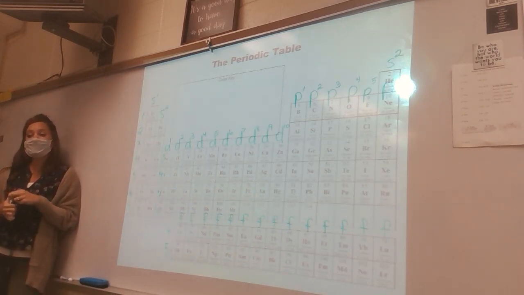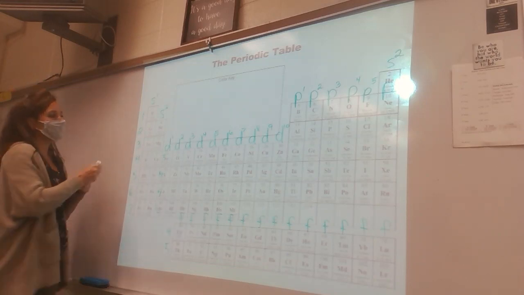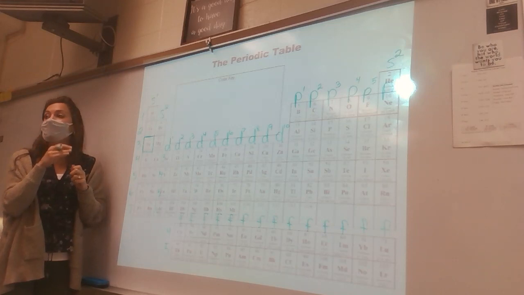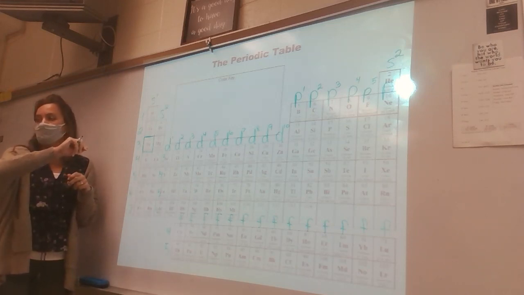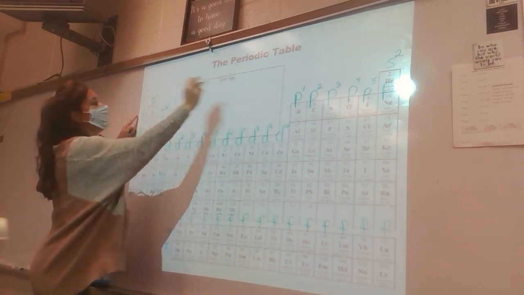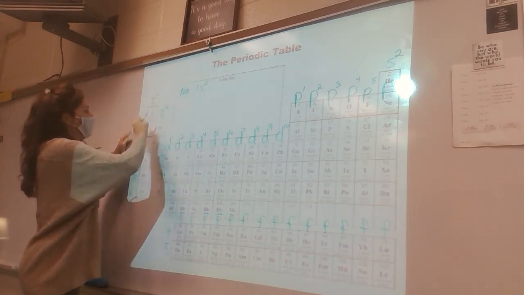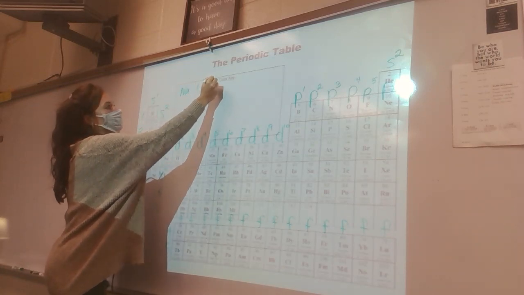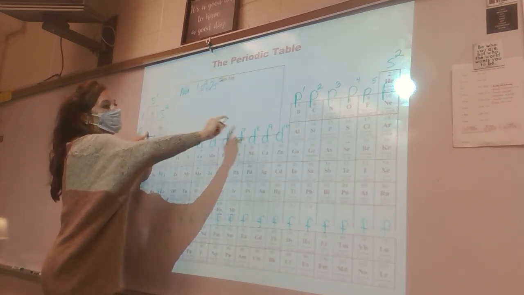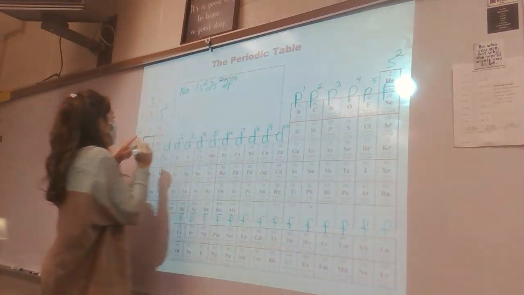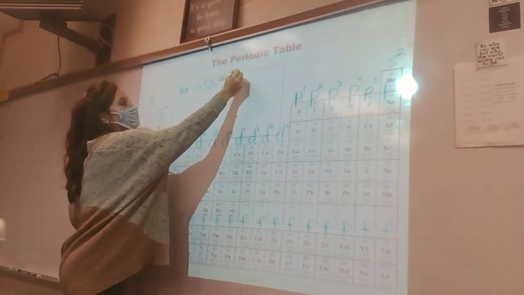You can use this to help you write electron configurations. So if I wanted to write the electron configuration for sodium, I would tell everything I have to cross to get there. So I have to go across 1s2. I have to go across 2s2. I have to go across all of the 2p6. And then sodium is 3s1.